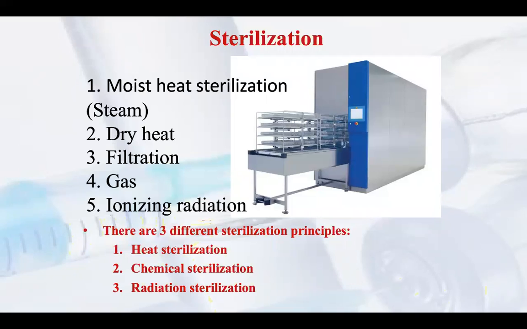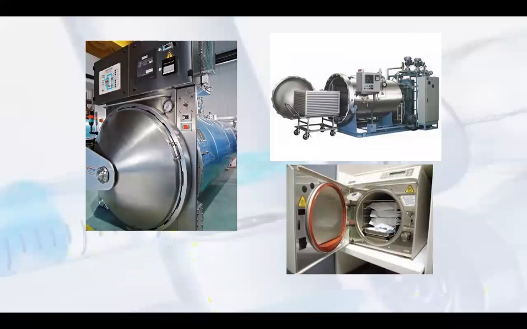For moist heat, dry heat, and gas sterilization, there are three different sterilization principles: heat sterilization, chemical sterilization, and radiation sterilization. You can see various equipment which is used for sterilization.